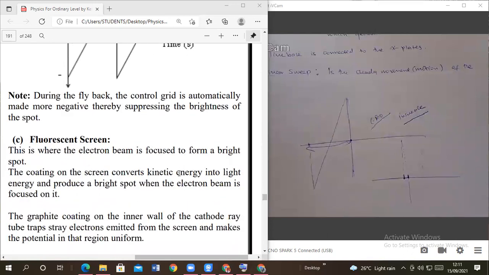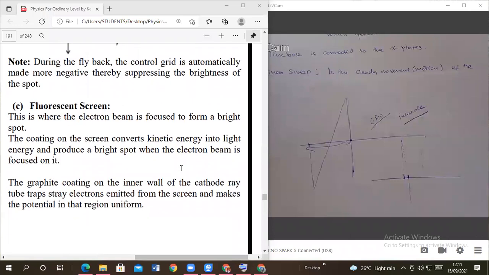But you should know that for us to understand very well how a CRO works, we should have the fluorescent screen. And the fluorescent screen is coated with zinc sulfide, or with graphite, so that it can absorb the energy of the electrons, and we can see the electrons in the form of a bright spot on the screen.